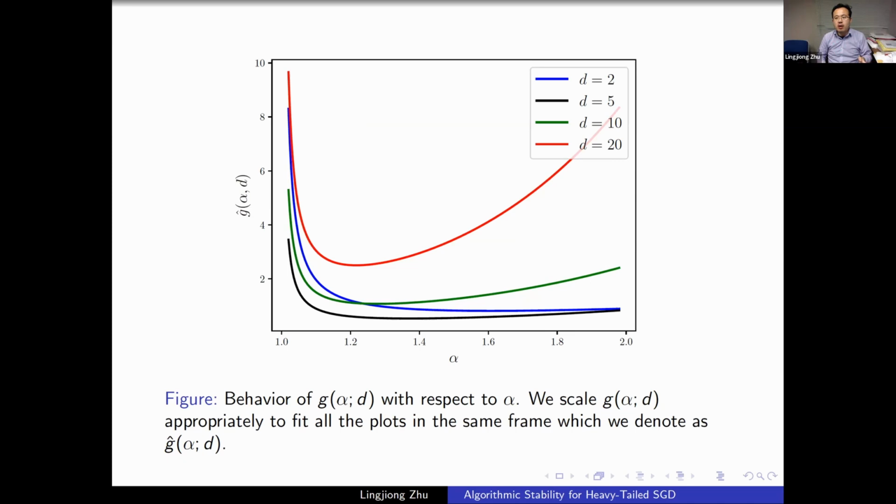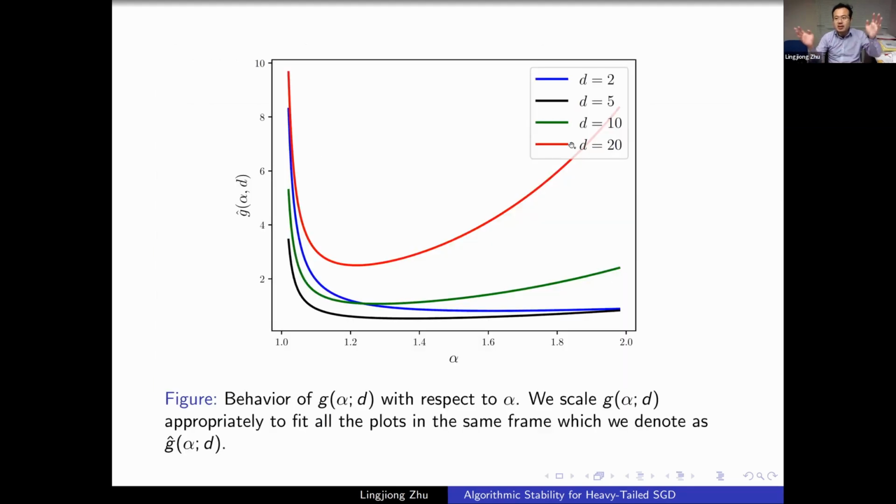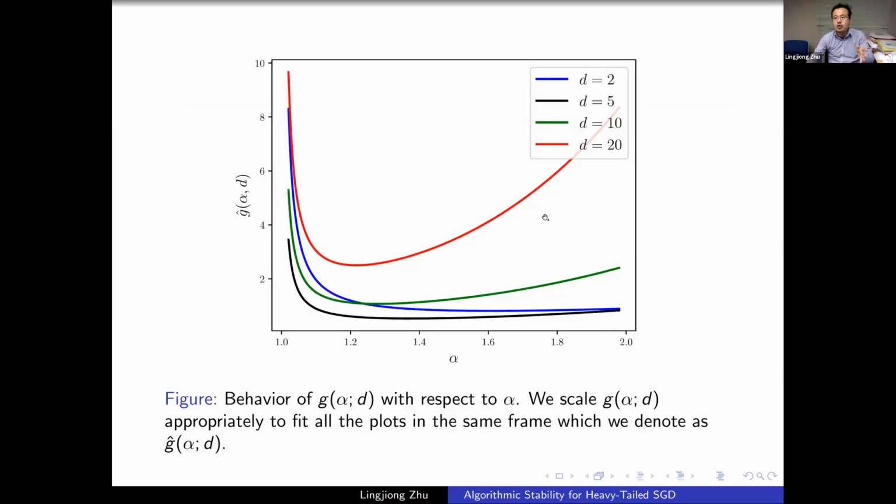So that means our generalization error bound for heavy-tailed SGD works. It is basically in line with the theory. And of course, this is just a numerical plot of the U-shape. So in the paper I managed to add a theoretical result, which essentially proves that indeed it's a U-shape. You don't need to look at Proposition 1. Basically, it's a rigorous proof that you will get this U-shape.